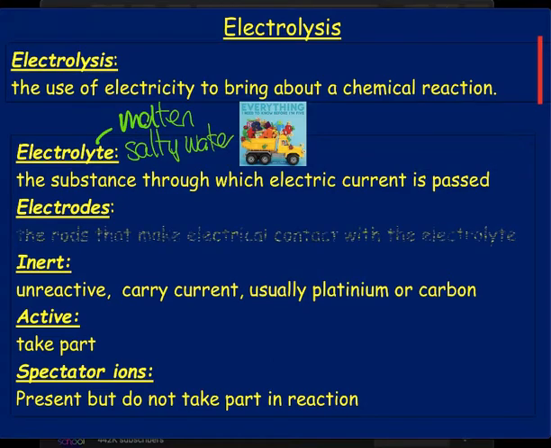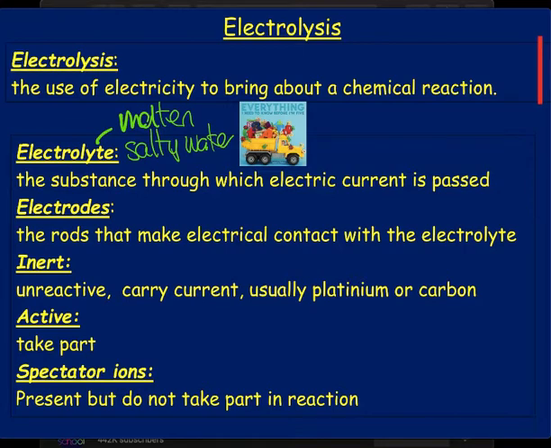Next we have the electrodes, and they are the rods that come in contact with your electrolyte, and we have these two words down here to describe what they are. So you're either inert, which means you are unreactive, so this is how we describe group 8 in our periodic table. All those noble gases, they are inert, but in terms of electrodes, they will be able to carry current, and they are usually platinum or graphite carbon. If you have an active electrode, then this is actually taking part in the experiment, and that has a consequence.